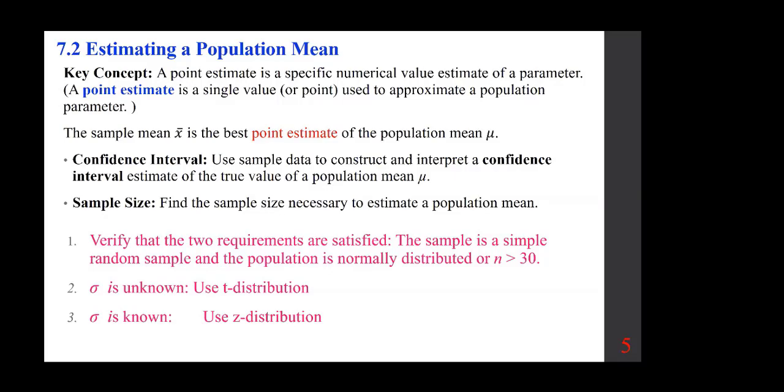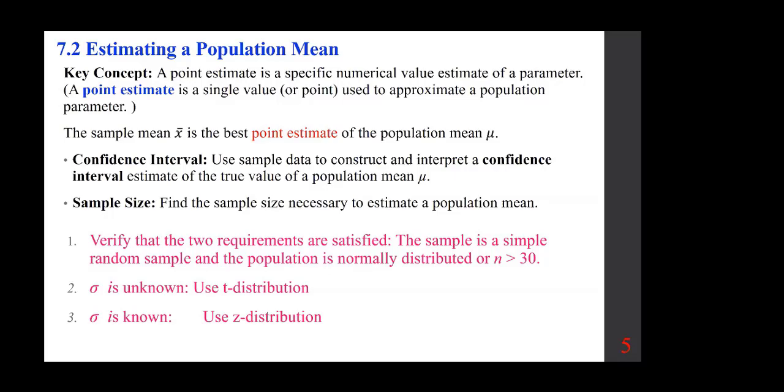In fact, in some texts, they almost stop talking about the z. So if sigma is given, the population standard deviation, we can use the z distribution. If it's missing, we use a t distribution. So that's the main thing I want you to worry about.